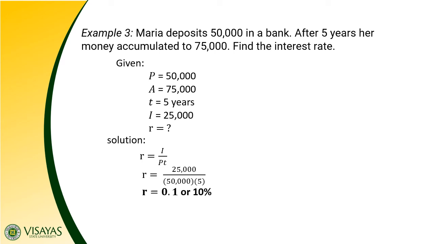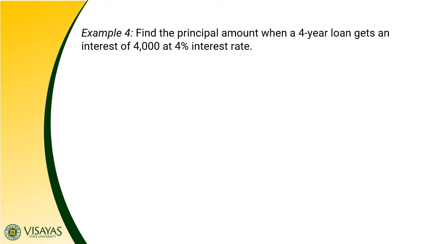Okay? And another example, find the principal amount when a 4-year loan gets an interest of 4,000 at 4% interest rate. Yung problema natin dito is to find the principal amount. Given the accumulated value after 4-year loan is 4,000 in a 4% interest rate.